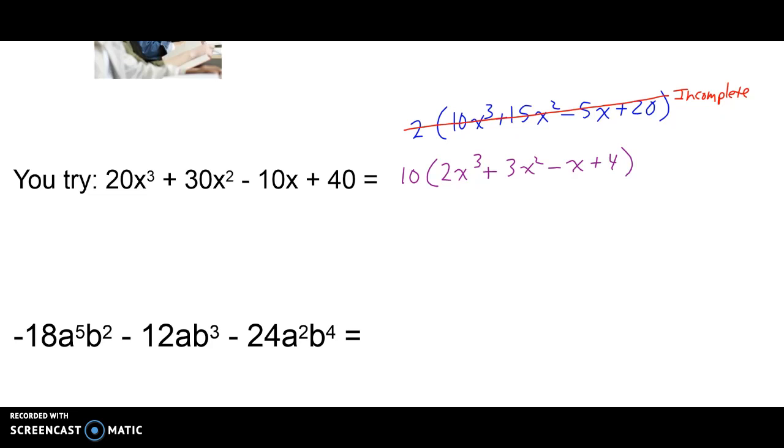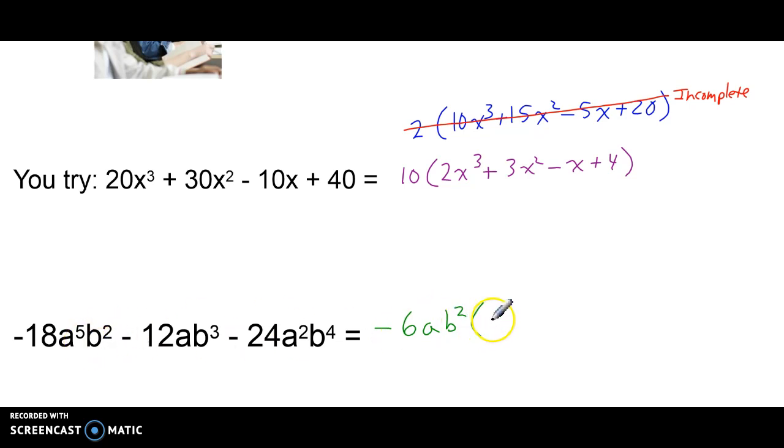All right, much more challenging problem here. First of all, there's a minus sign that runs through all of these, so we're going to factor the minus out first. For the numbers, 18, 12, and 24, the biggest common factor to all of those would be 6. For the a's, we can only factor out a single a. And for the b's, we can factor out a b squared.